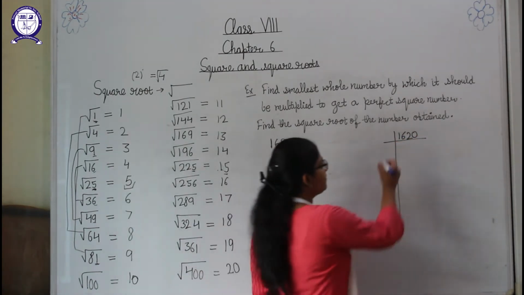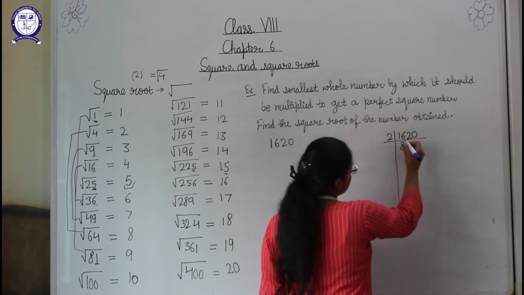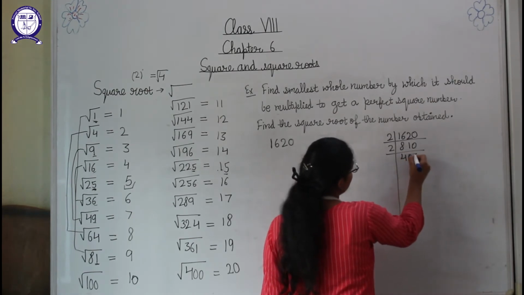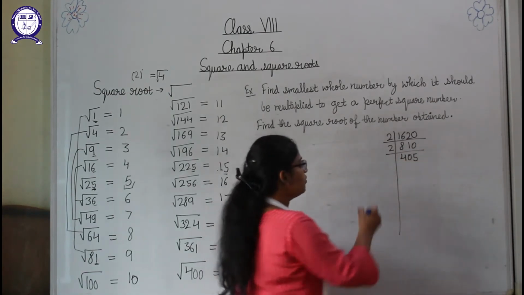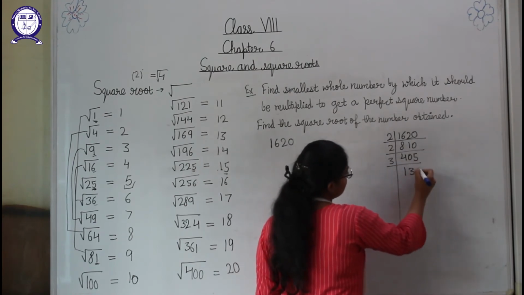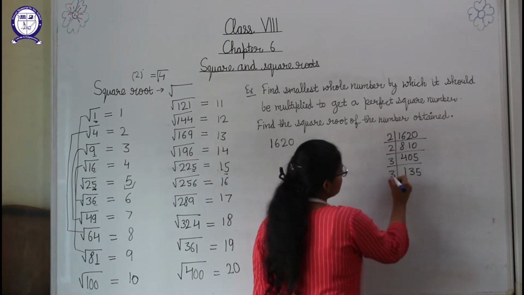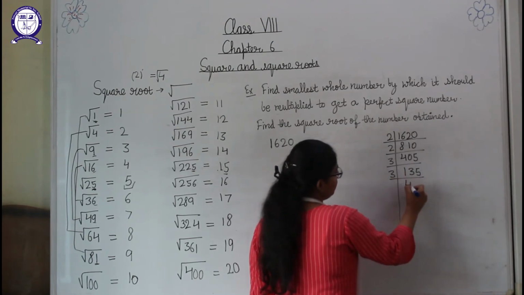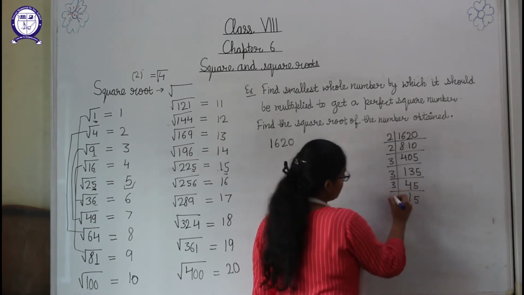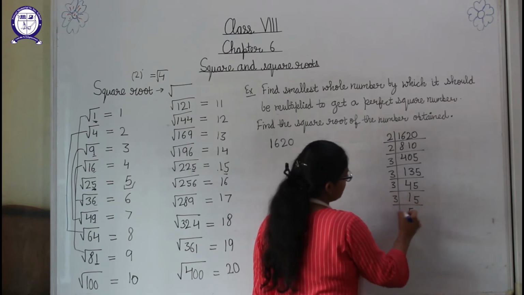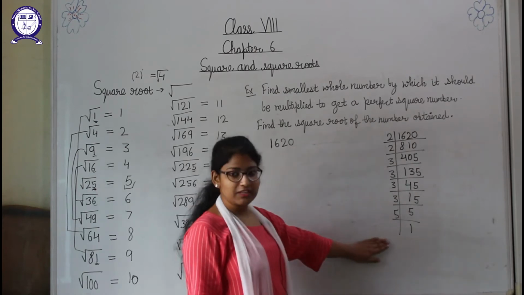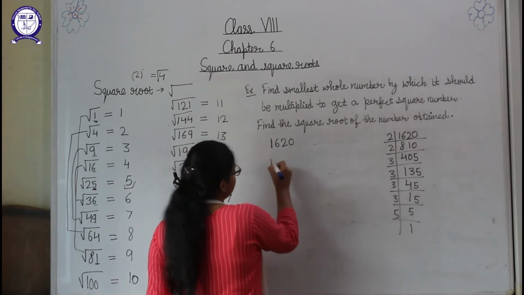1620 is given to us, we will find the prime factors. As it is divisible by 2, we will divide. Then 810 is also divisible by 2, we are getting 405. Now 405 is divisible by 3, so here 3 1s is 3, 3 3s is 9, and 3 5s is 15. Now again this is divisible by 3, so 3 4s is 12 and 3 5s is 15. 45 is again divisible, so we are getting 15. 15 divided by 3 is 5, and at last we are getting 5. Okay, these are the prime factors of 1620.